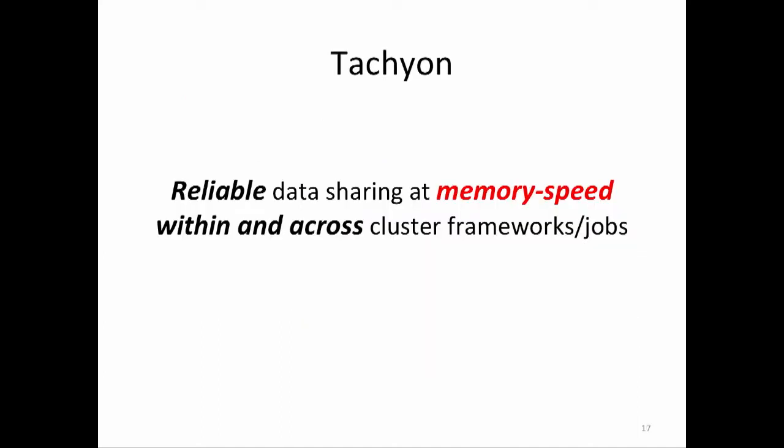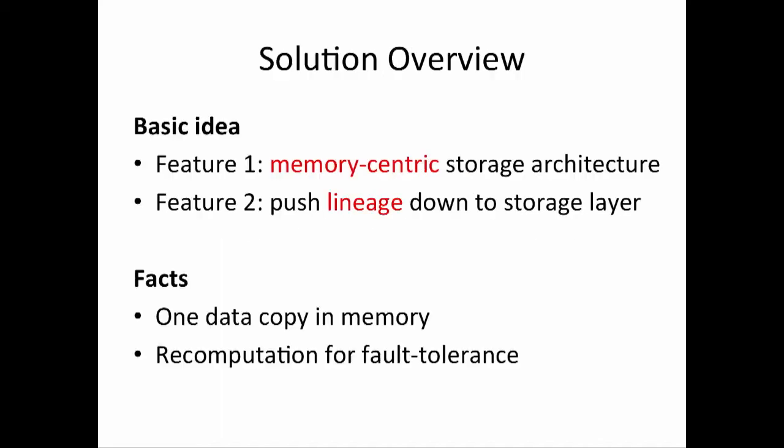So this Tachyon system enables reliable data sharing at memory speed within and across cluster frameworks and jobs to address the above issues. This is the basic solution for these issues. We have two core features to address them. The first one is the memory-centric storage architecture. The second one is that we push the lineage down to the storage layer. Then we can keep only one data copy inside the memory, and we can also rely on recomputation for fault tolerance if we want.